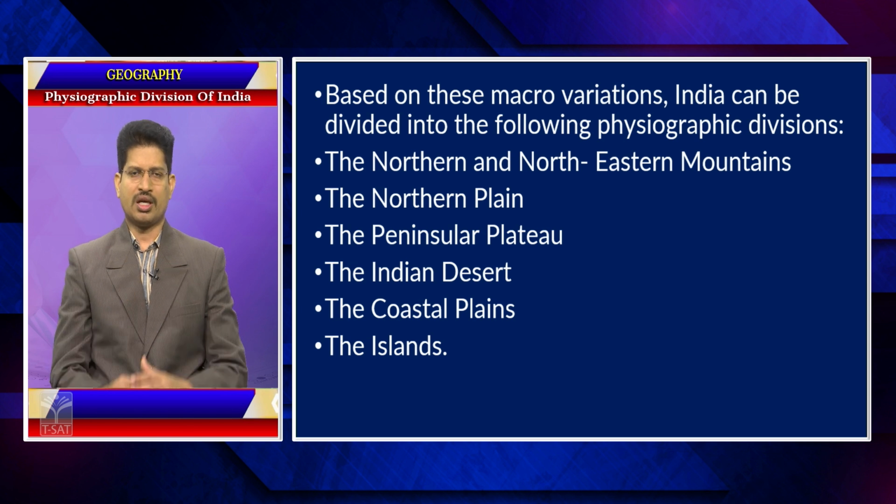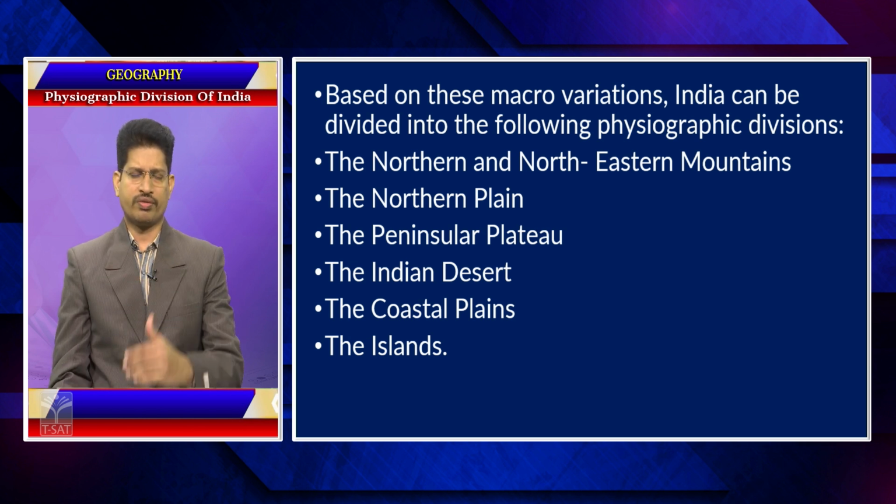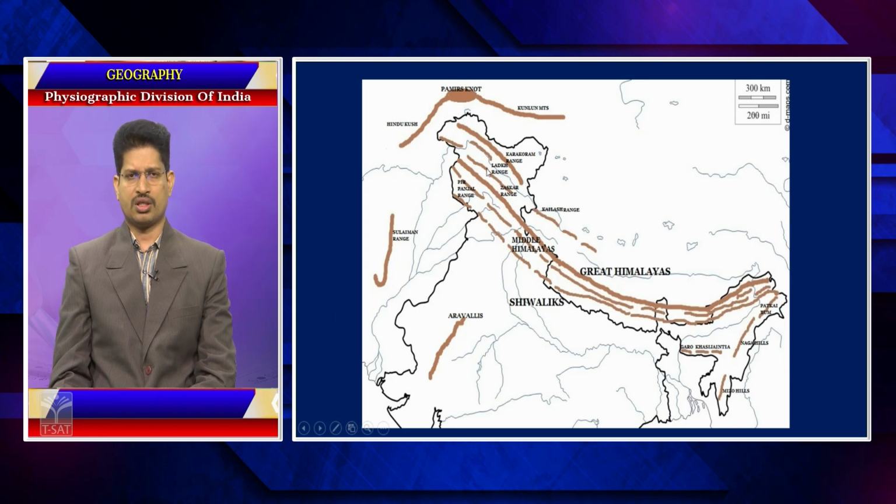These are the island regions. These are the broad ways in which Indian physiography is being divided. As far as the mountain ranges are concerned, these are the folded mountain ranges, which have got different ranges.